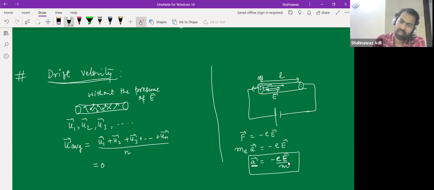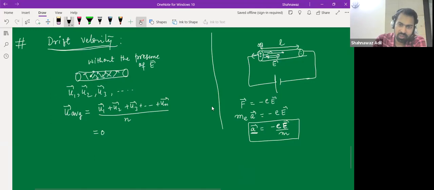So the electric field is uniform and constant. This is constant. This is constant. So what would A be? Uniform. So acceleration is uniform. So then what would be my final velocity? Final velocity would be how much?